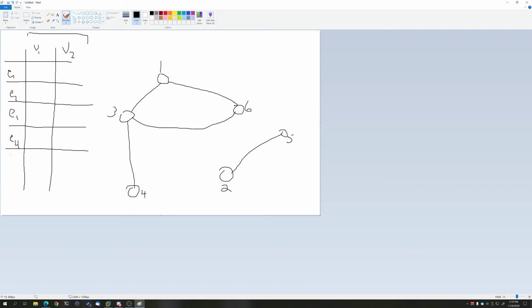E4, 5. Okay. We can say, well, the first edge is going to be 4, 3. So it starts at 4. Next one, we can say 1, 3. And then the next one will be 2, 5, let's say. Then we have 6, 1 over here. And then after we'll have 3, 6.